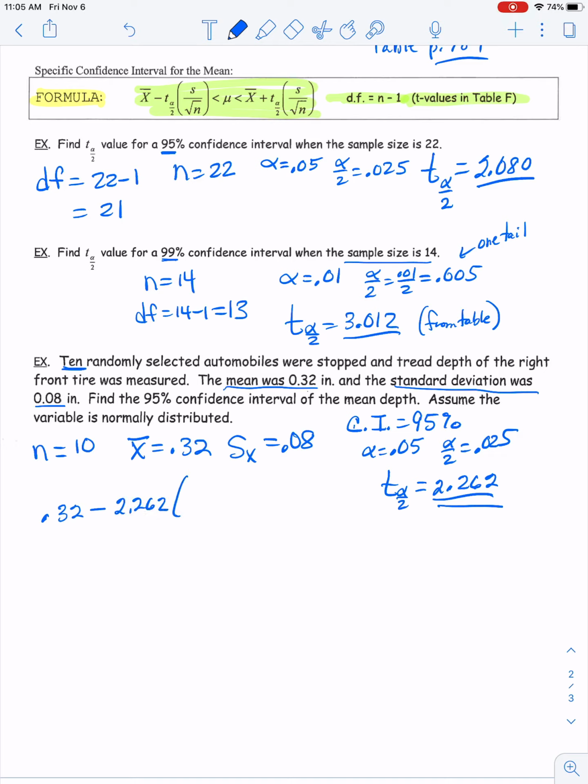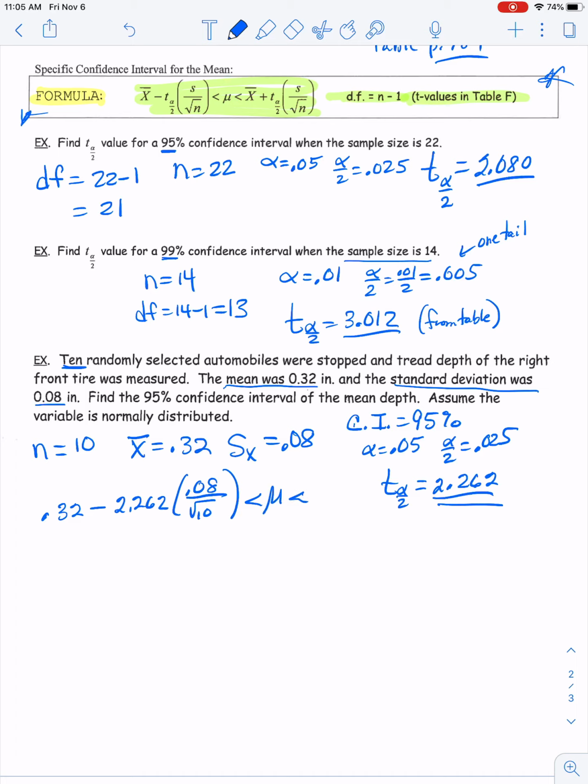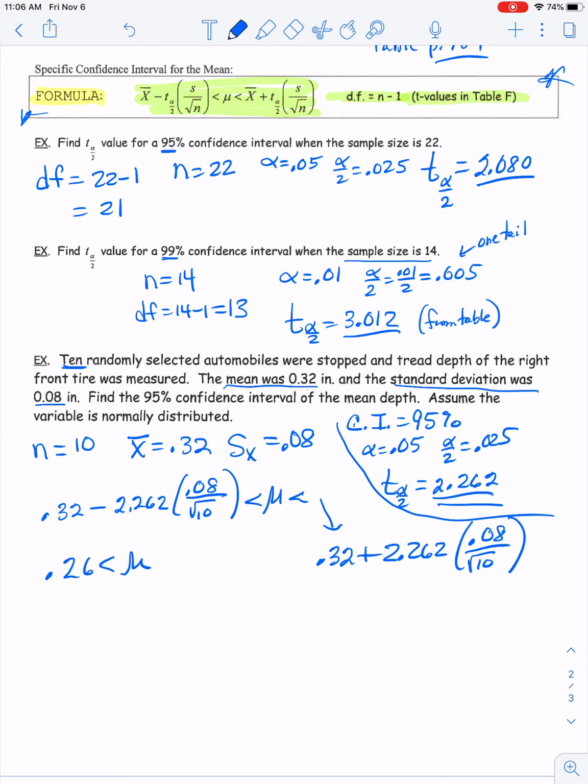So 2.262 times 0.08 over the square root of 10. I'm just filling in the formula up here at the top. Then the mean is less than, and I'm sorry I got going too far down, the same thing with a plus sign. So 0.32 plus 2.262 times 0.08 over the square root of 10. If you do your calculation, it's 0.26 is less than the mean, is less than 0.38.